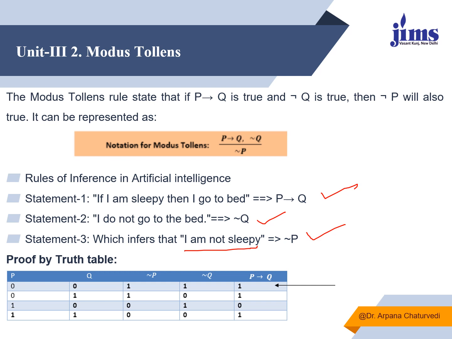Now check, where P implies Q is true, here it is true. Fine. And not Q is also true where it is true, here, here. Then we say that not P is also true. So this is modus tollens, the second inference rule which we will be using further on to perform resolution.